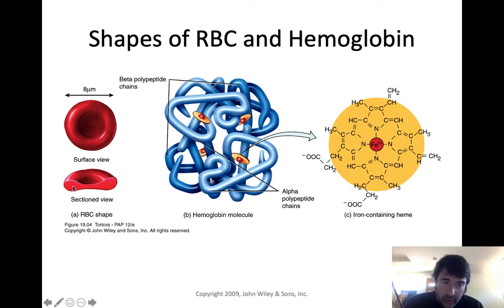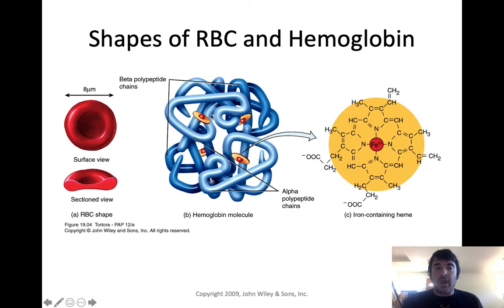Now, internally, if we were to look at a section view and we're wondering what fills up a red blood cell, they are sacs of hemoglobin. They're membrane-bound sacs of hemoglobin. And hemoglobin is a protein, right? So what we're looking at here is what's called the quaternary structure of hemoglobin. We have all these little polypeptide subunits that join together to form the mature protein. That's not the point I want you to remember about this.